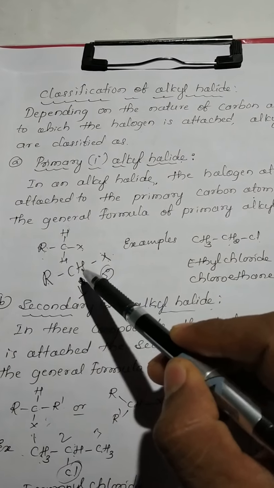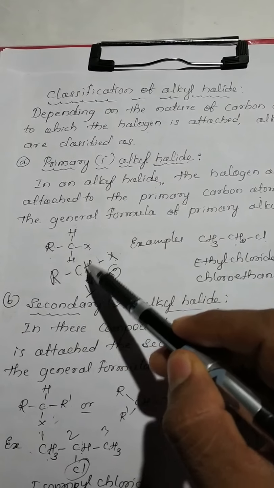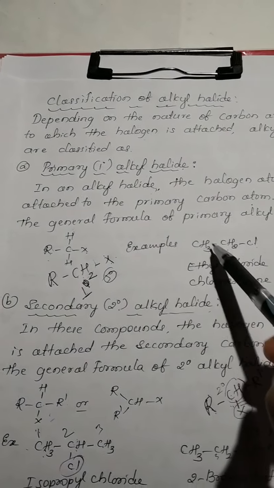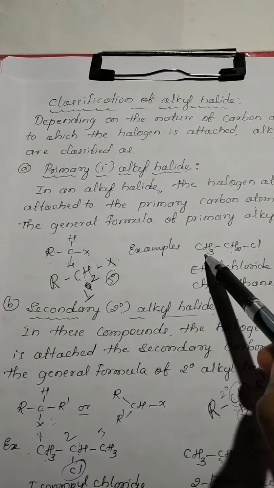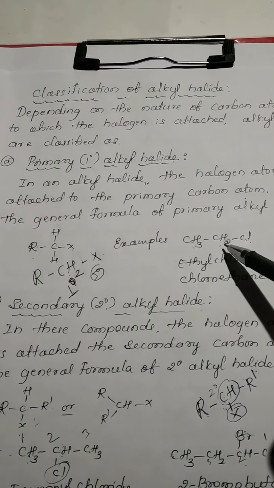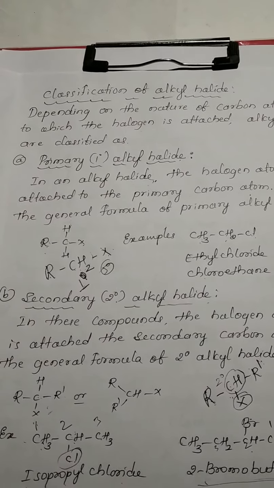This is a halogen atom directly attached to the primary carbon atom. This is a primary carbon atom because it is attached with two hydrogen atoms. Okay. And an example for this, CH3CH2Cl. Ethyl chloride or chloroethane is an example of a primary alkyl halide because this chlorine atom is directly attached to the primary carbon atom. The carbon atom attached with two hydrogens is called a primary carbon atom here.